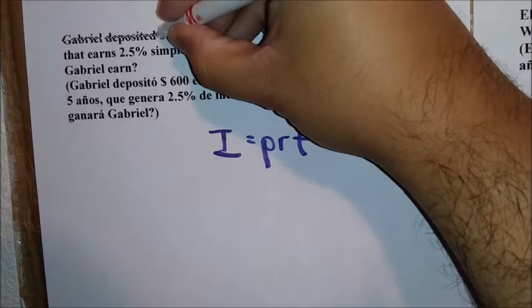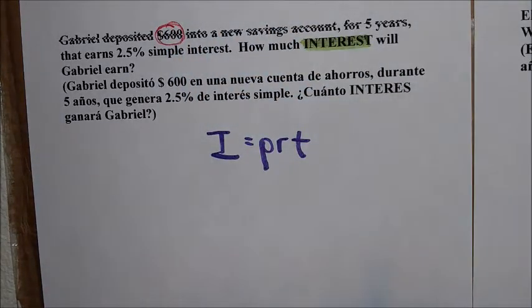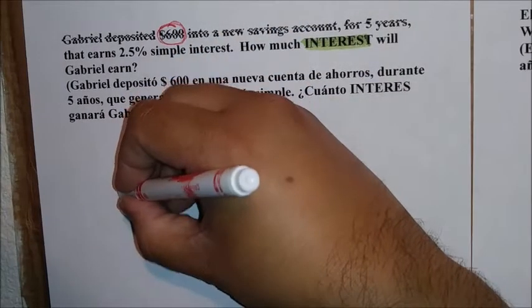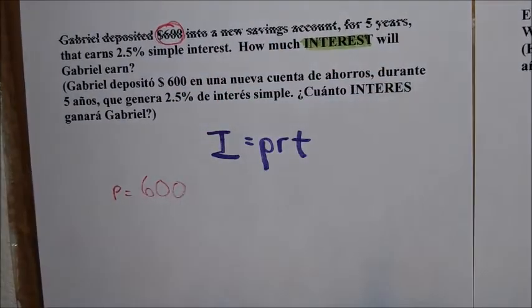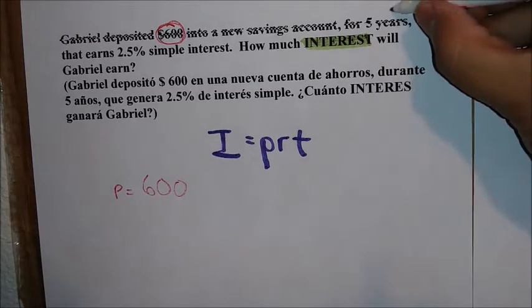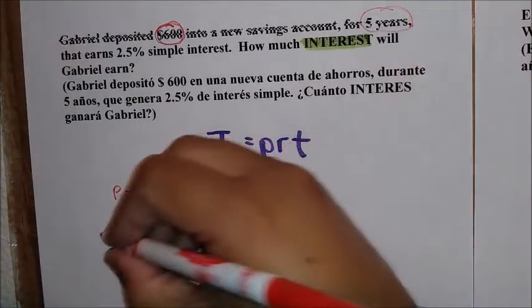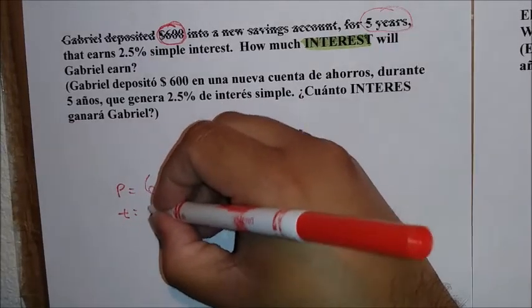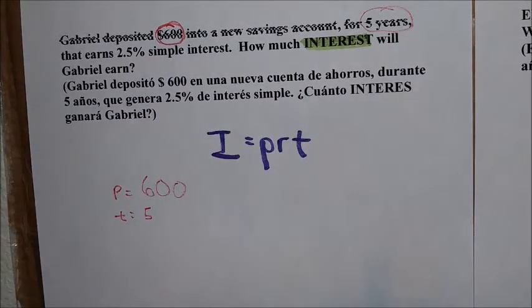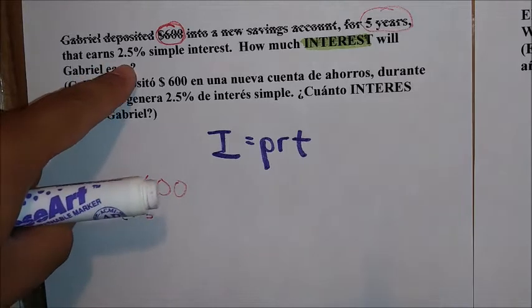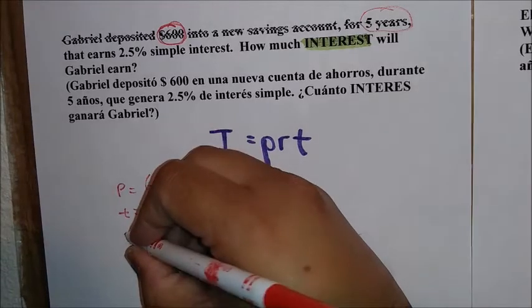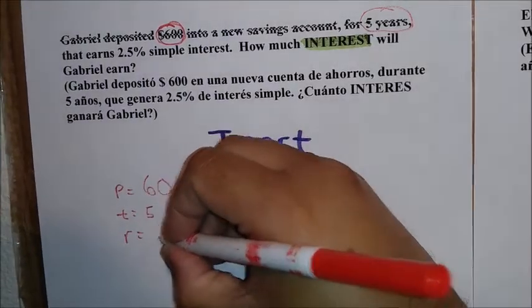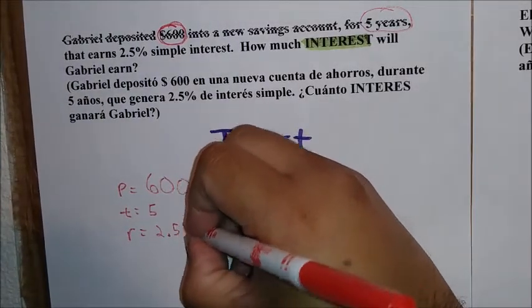So Gabriel starts with $600. The principal is $600. He's going to leave that money in his account for 5 years. So that's the time. And it's going to earn 2.5% simple interest. So the interest rate is going to be equal to 2.5%.